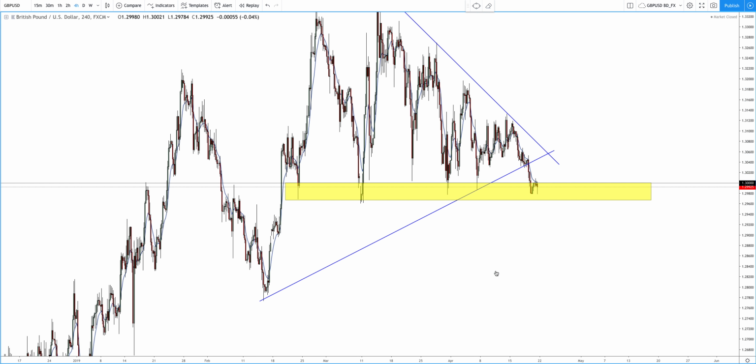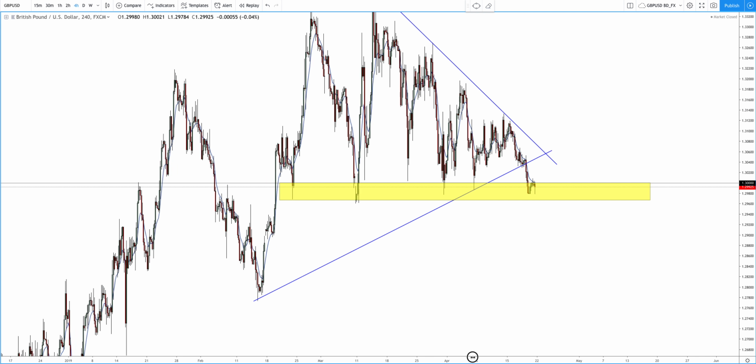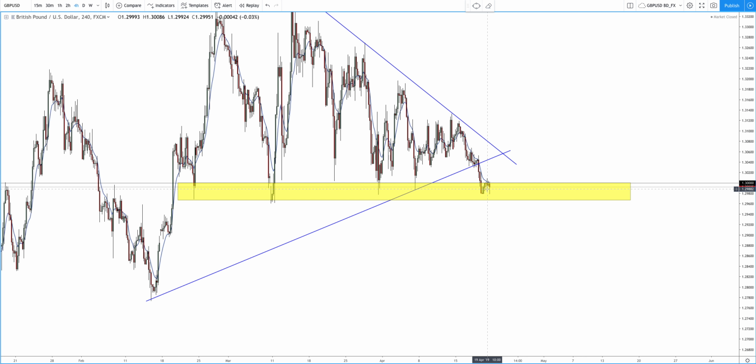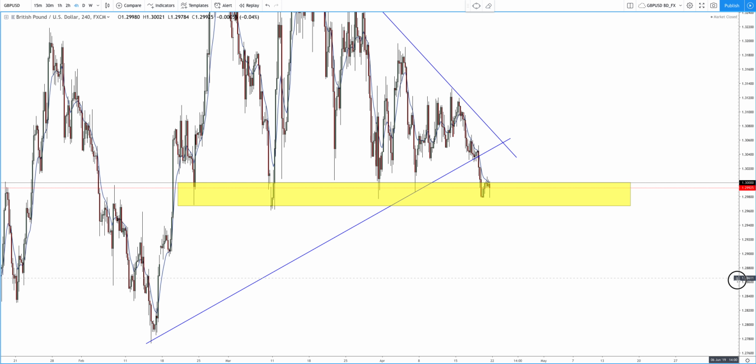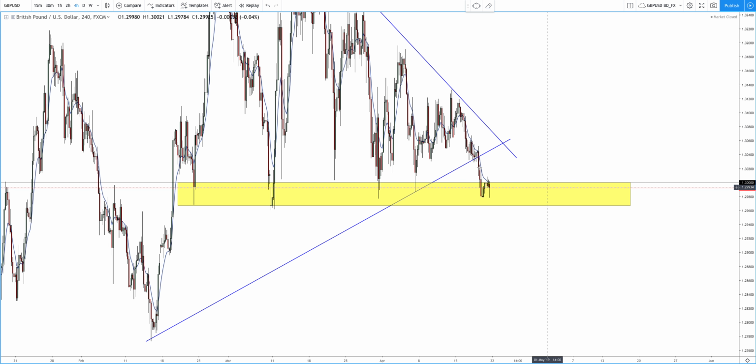So at the moment we're sort of in limbo. It's not an area where I'd want to look at taking a short right now. The risk reward isn't really there. We've literally just broken through a major support. So I want to see how price acts around this area first. My advice would be just to stand back from this for a little bit and see how it acts.